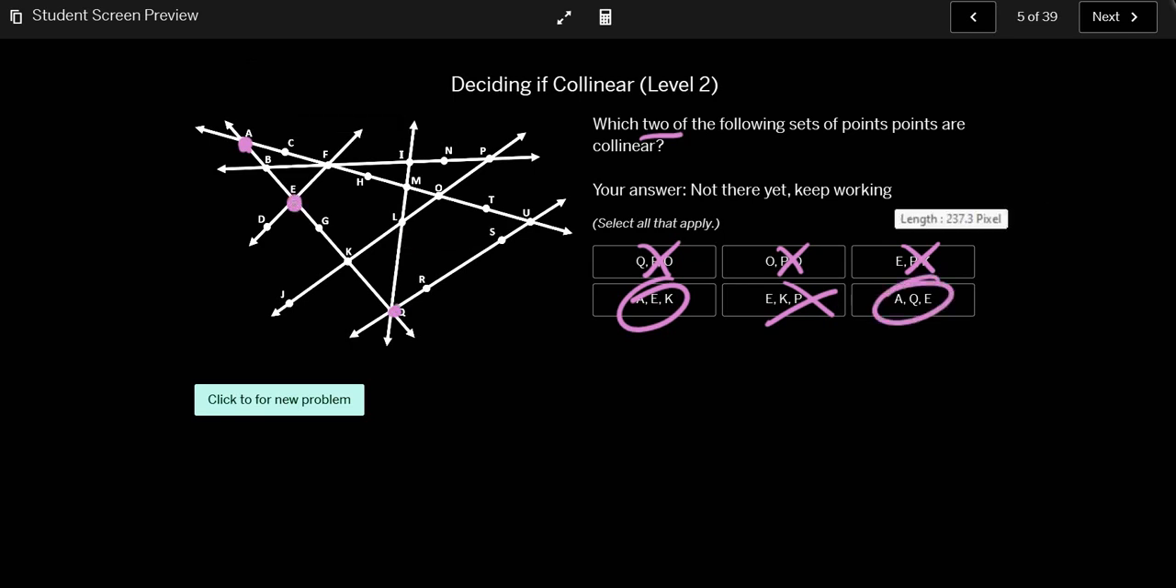Now notice AQE is not in order. It should be AEQ if we were putting it in order. That doesn't matter. The point of collinear is that they are just on the line together. So that's where we get our two correct sets of points there.